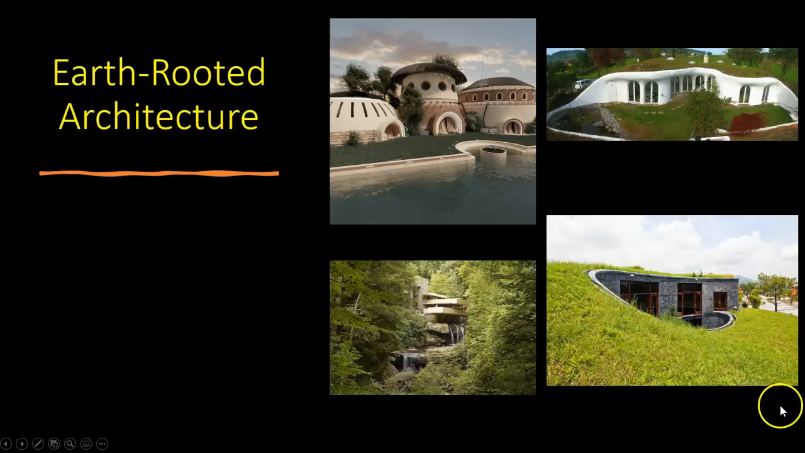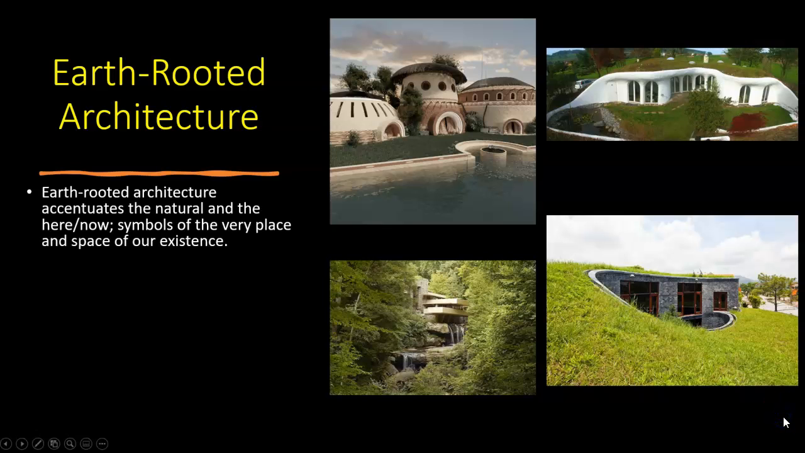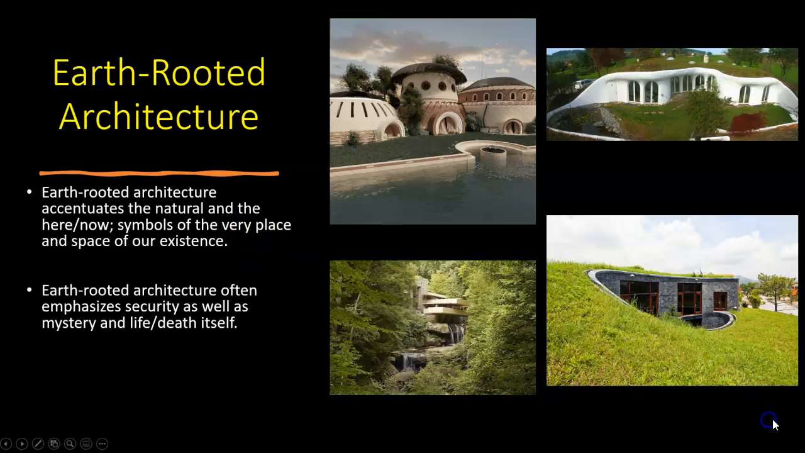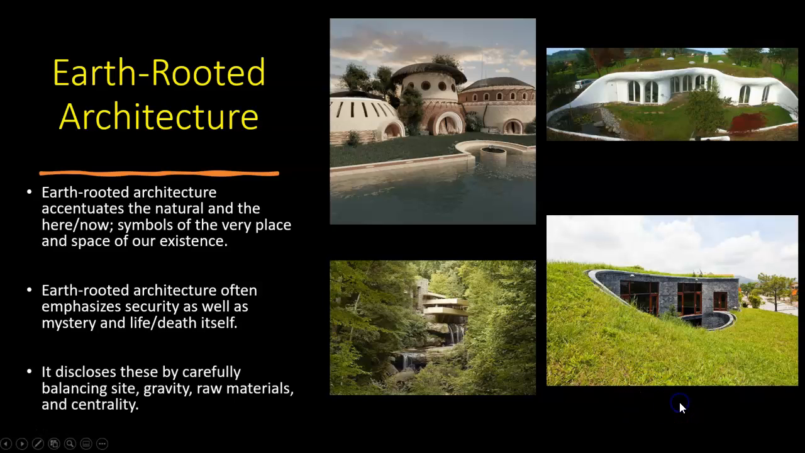So I'm going to quickly discuss 4 different types of architecture. The first is earth-rooted architecture, and that's architecture that accentuates the natural and the here and now. These buildings become symbols of the very place and space of our existence. Earth-rooted architecture often emphasizes security as well as the mystery of life and death itself.